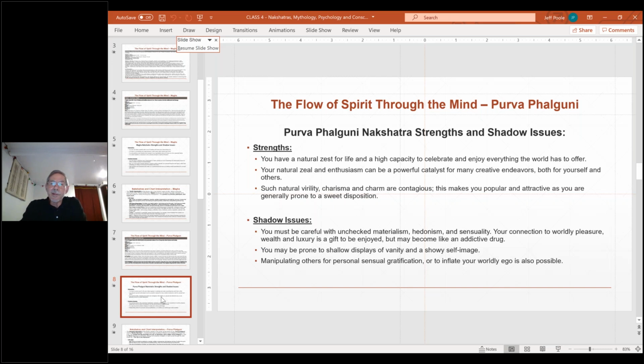It doesn't mean you don't do anything, because things will happen, but you don't have to do anything. You're not here as a doer. You're not here to add more karma to it. You're here to experience what you didn't get the results of from the last life. So you might be prone to shallow displays of vanity and showy self-image kinds of stuff, and start manipulating others for your own personal gratification, or inflate your ego to be bigger than the world. All that stuff is possible in this particular nakshatra.